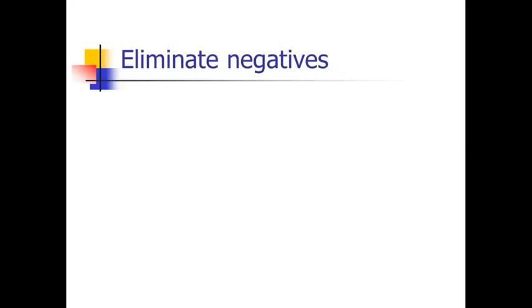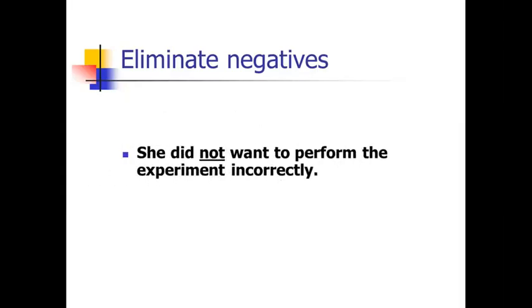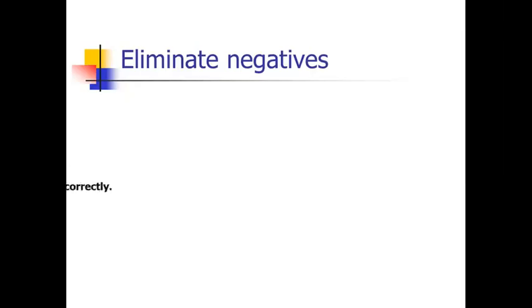So, eliminating negatives. This is a great little tip that you may not have ever thought of, but things like she was not often right. There's a way to turn that into a positive, right? You can say she was usually wrong. So whenever you encounter a not in your writing, see if you can turn it into a positive. You can almost always do it, and it's usually much clearer when you use the positive construction. Here's another example. She did not want to perform the experiment incorrectly. You can see the kind of double negative there, right? So how do we turn that one into a positive? She wanted to perform the experiment correctly. That's obviously much clearer, that second sentence.